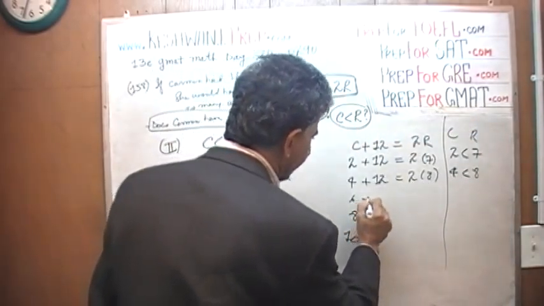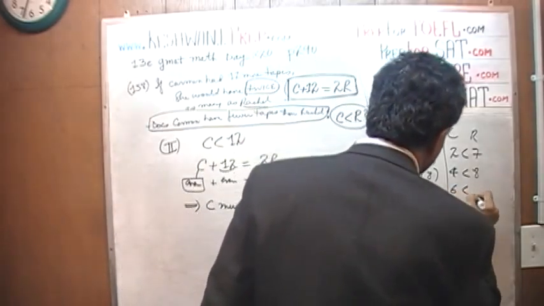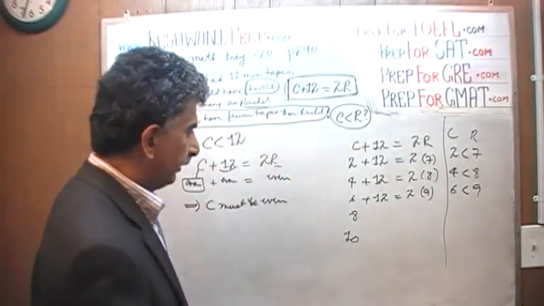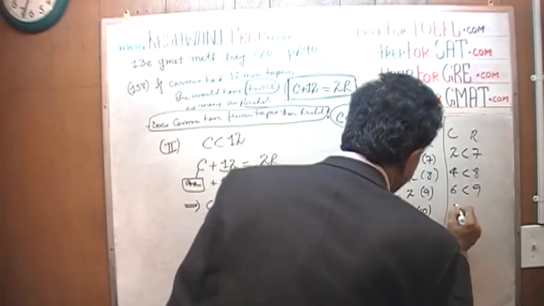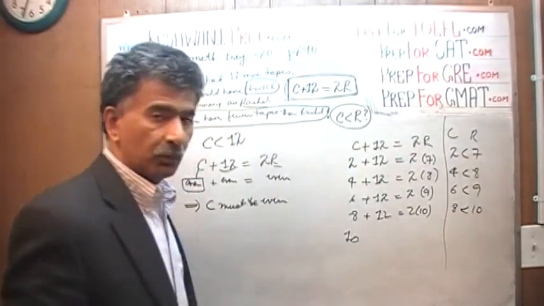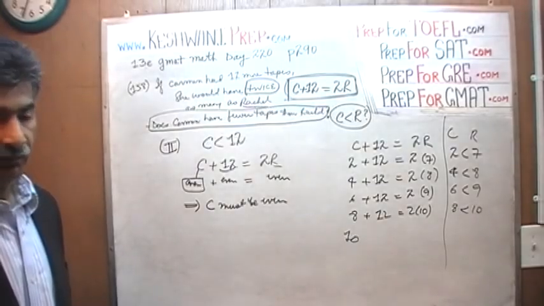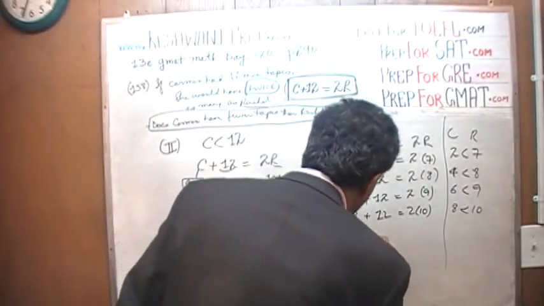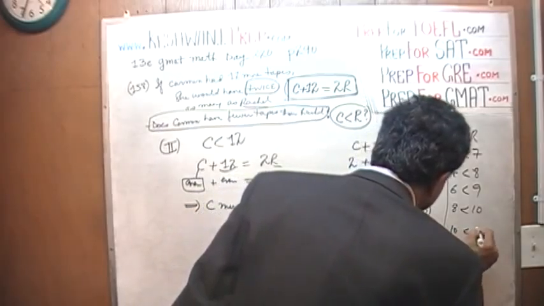If it's 6, 6 plus 12 is 18, which is 2 times 9, and of course 6 is less than 9. Two more to go, very quickly. 8 plus 12 is 20, which is 2 times 10, and 8 is less than 10. One more to go, and as long as the answer does not change, we will say the second statement is sufficient. 10 plus 12 is 22, which is 2 times 11, and of course 10 is less than 11.